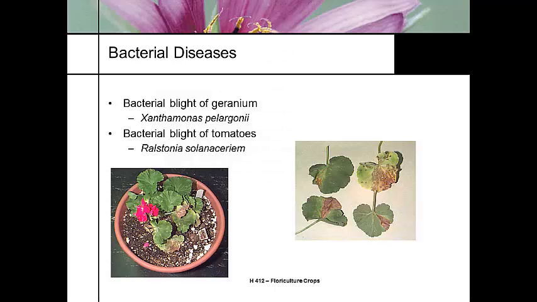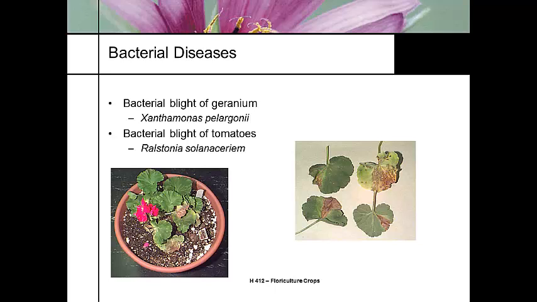Next after the viruses are your bacterial diseases. Most of the bacterial diseases we get in greenhouses are bacterial wilt. There are two common ones. One is Xanthomonas pelargonii. The other one is Ralstonia solanacearum. With Ralstonia solanacearum, typically you see these triangular lesions. And Biovar 3 is actually considered a bioterrorist agent.